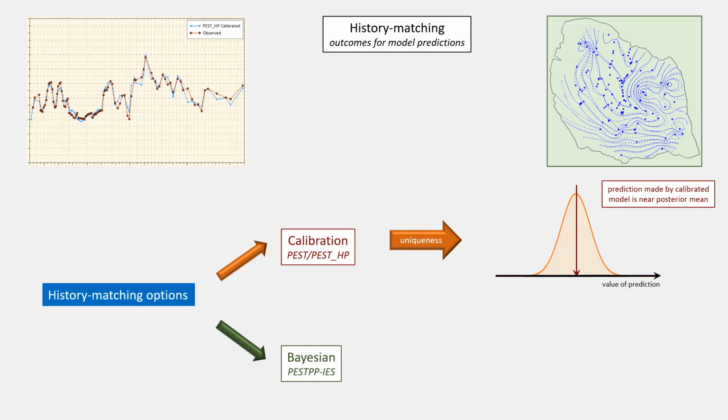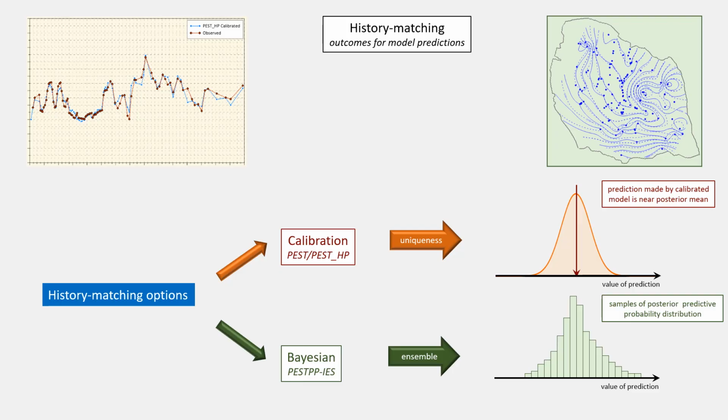Or we can do Bayesian history matching using, for example, PEST-PPIES, an ensemble smoother. In this case, we seek the opposite of uniqueness. We seek many ways to fit the calibration data set. And then by running the model with those many parameter fields that all fit the history matching data set, we're able to sample the posterior probability distribution of any prediction that the model makes.